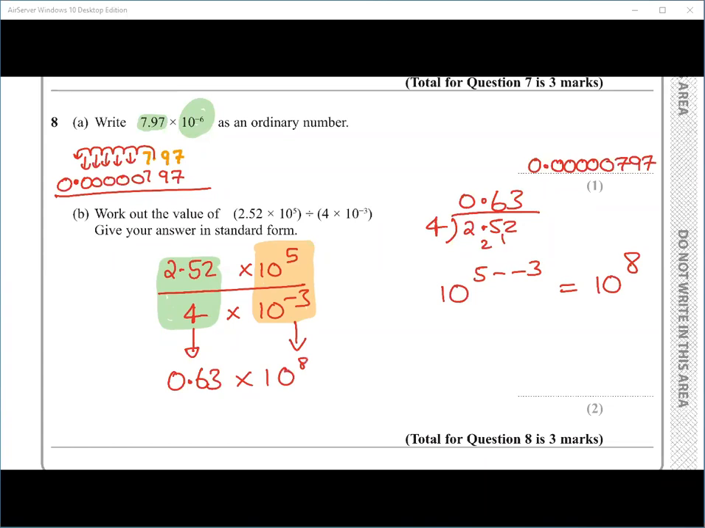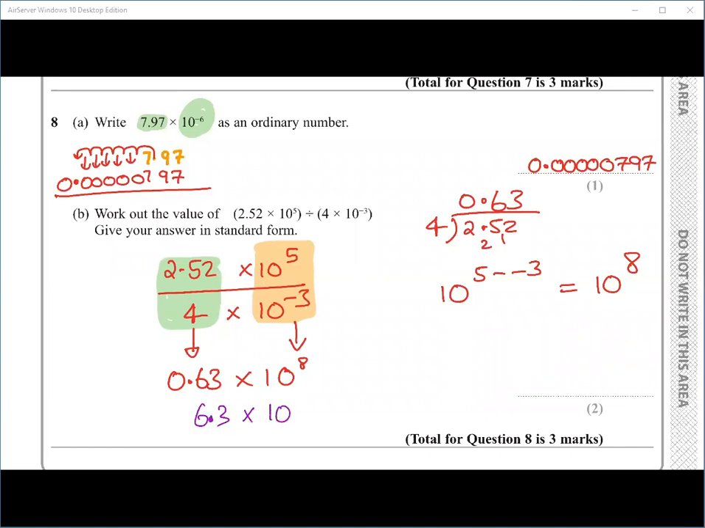Now look at the answer. Is the answer standard form? It looks like standard form to me, but is it proper standard form? No, we have to put the 6.3 times 10. Lovely. We have to do 6.3, and then it's going to be times 10 to the power of 9.